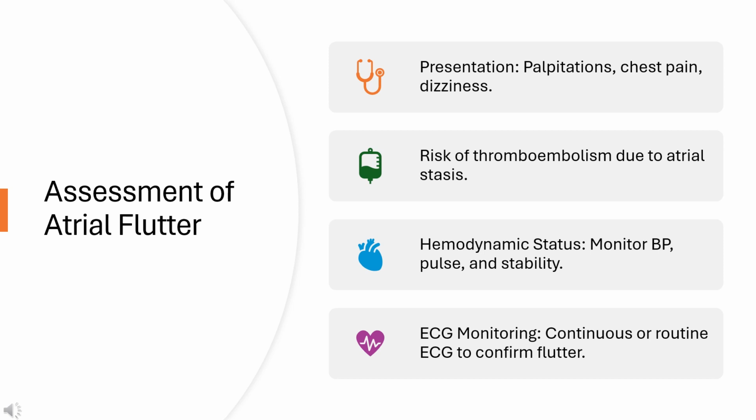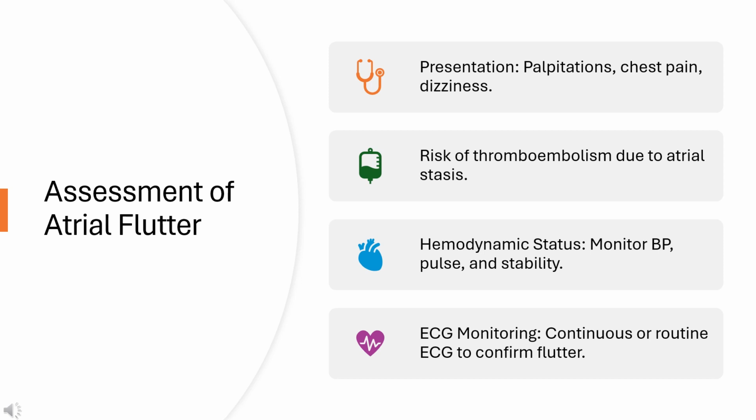Make sure that we're recognizing atrial flutter early because this allows for prompt intervention to manage symptoms and prevent complications. Interventions may include rate control with medications like beta blockers or calcium channel blockers, rhythm control with antiarrhythmics, and anticoagulation to prevent thromboembolism. Hemodynamic stability is a priority, and significant symptoms or instability may require urgent cardioversion.